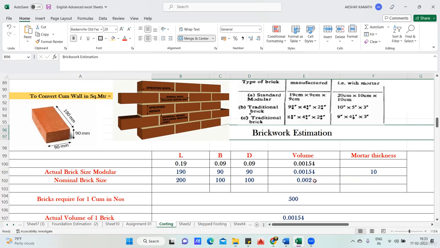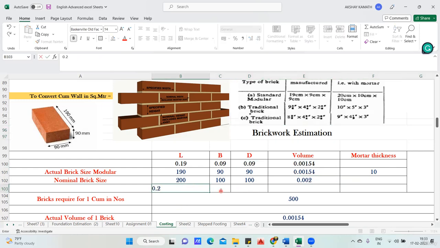So again, how will you find the volume? Again, you'll find the volume for this, that is 0.2 by 0.1 by 0.1. So this will be the volume, which is 0.002. Okay, you can do that now up to here. Fine. So you got the volume of a single brick, which is 0.0154, and you got the volume of the nominal brick, that is 0.002.